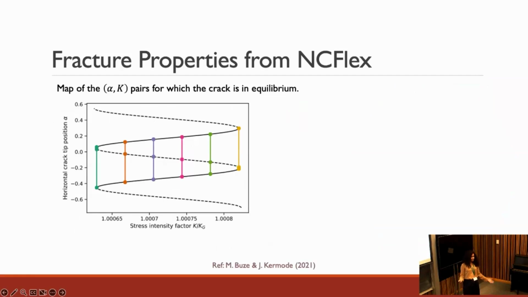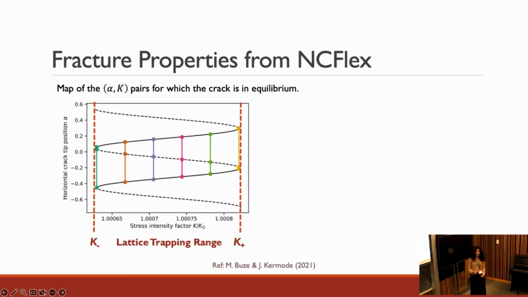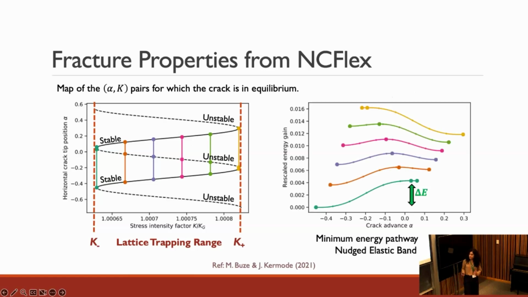So what information can you get about this system? First you get the lattice trapping range, which is the range of K between which equilibrium solutions exist. If you go below K minus, the crack is going to close. Above K plus, it's going to propagate. This is where you have stable solutions. The branch where K is increasing with alpha gives the stable solutions, whereas the branch where K is decreasing with alpha increasing gives transition states. If you look at a fixed value of K, which is each of these colored lines, then the transition states along them are the energy maxima that are connected to the stable branch. Am I allowed to call them branches or segments?